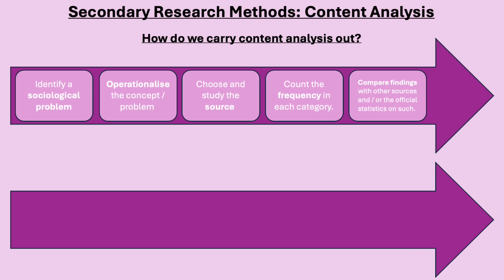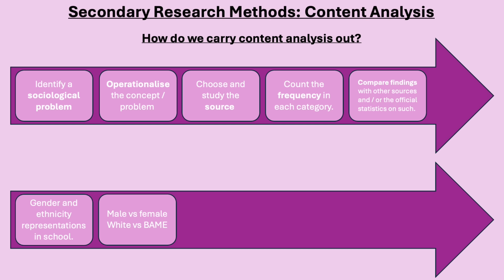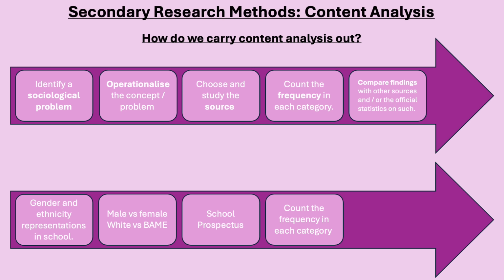So an example of this would be gender and ethnicity representations in school. So how are you going to operationalise this? Well, we're going to divide it up into male versus female and white versus BAME, Black, Asian, minority, ethnic, for those who don't know. And how we're going to use that, we're going to look at the school prospectus. So the pictures that schools make when they promote themselves, basically.